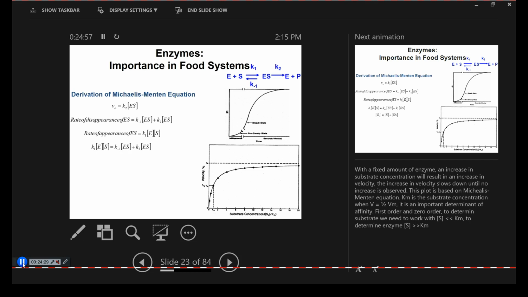In that steady state, and that's where we have to measure or have all of our enzymatic reactions in that steady state, to get the initial velocity to apply here. So in this area here, we have rate of disappearance equals rate of appearance. So I put this equal to this.